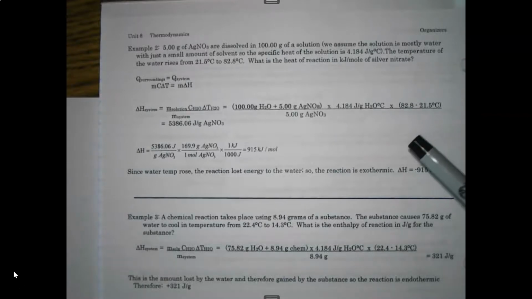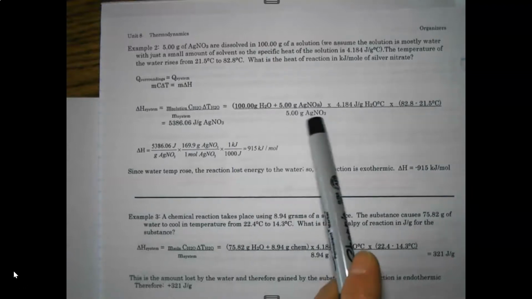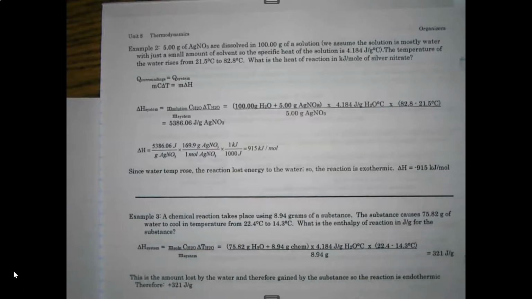I only do that when the chemical has actually been dissolved in water. If the chemical is not dissolved in water, all I'm going to do is the mass of the H2O. But whenever the chemical is dissolved in water, I'm going to add those two together. Specific heat, temperature change, divided by the mass of the system, which was just the 5 grams of silver nitrate, I get 5,386.06 joules per gram. Okay, so that's my delta H in joules per gram.